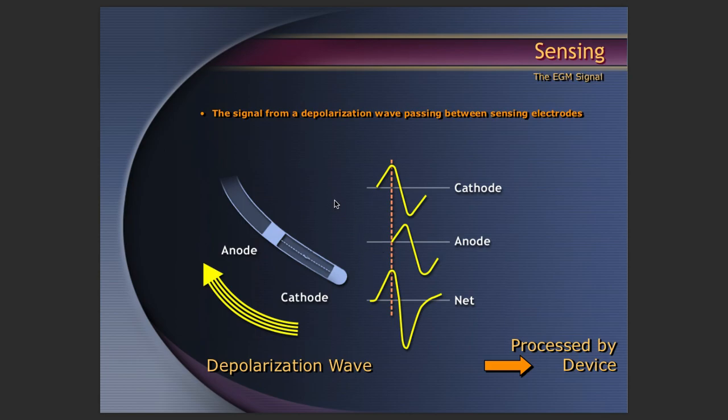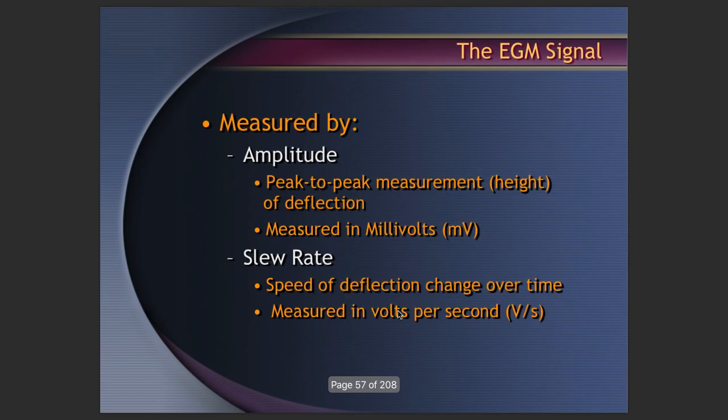Whenever a wave of depolarization is coming towards the electrode, it will be seen as positive. When it is going away, it will be seen as negative. For example, for a cathode it will be seen like this, and the anode will be slightly different, or slightly delayed. So on a net basis, the net depolarization wave is going to be like this.